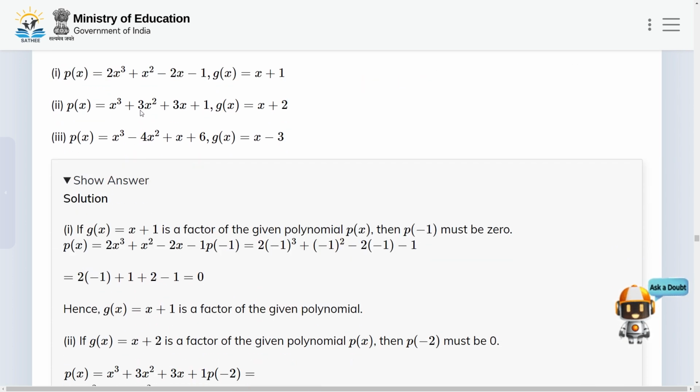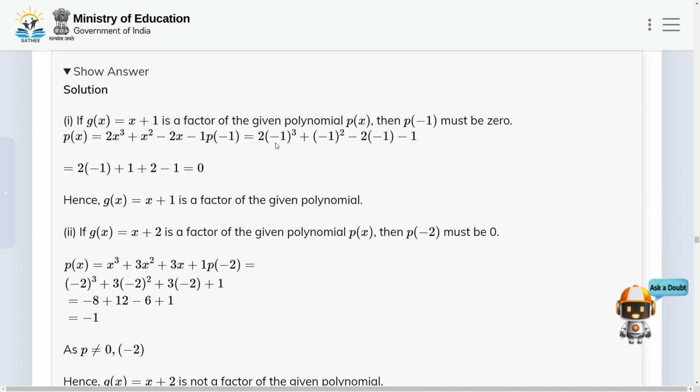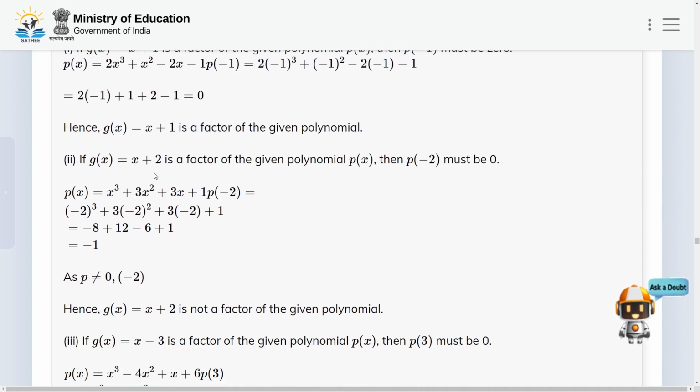In the next one we have to check whether g of x equal to x plus 2 is a factor of p of x or not. So let us check it. Here we have p of x equal to x cube plus 3x square plus 3x plus 1, and g of x equal to x plus 2. If g of x equal to x plus 2 is a factor of the given polynomial p of x, then p of minus 2 must be 0.